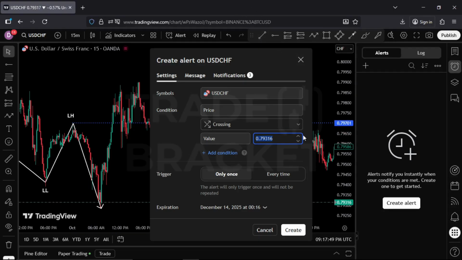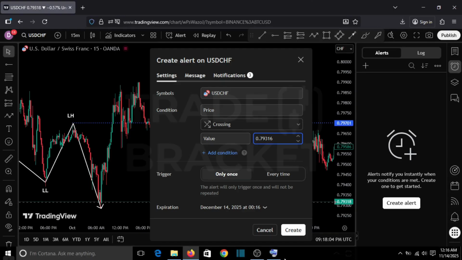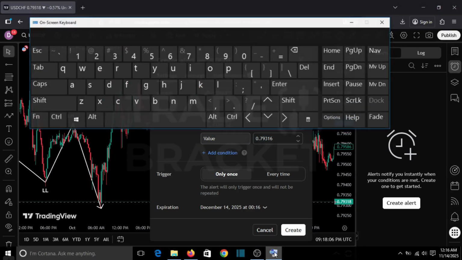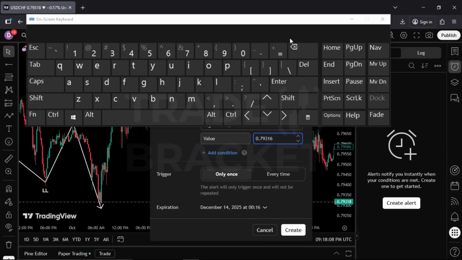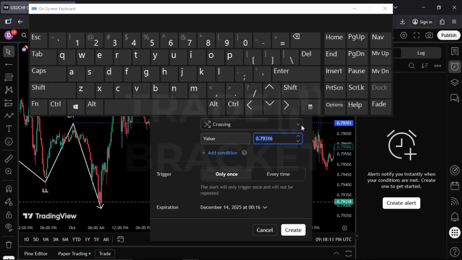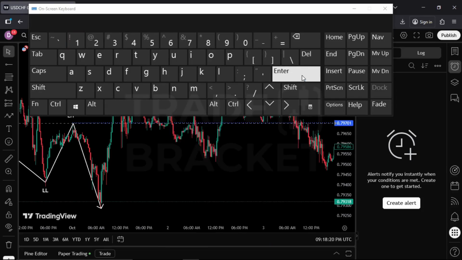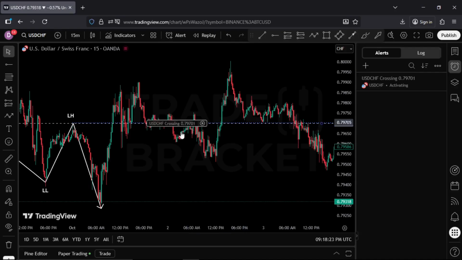All right, and what you want to do is, since we put the line on the last lower high, it has a value right here, so this is the value you want to put in right here. Let me go ahead and put in the value right now. I'll just delete this. All right, it's 79701. So that is the value that I want to place. Just click right there, so it will place it.